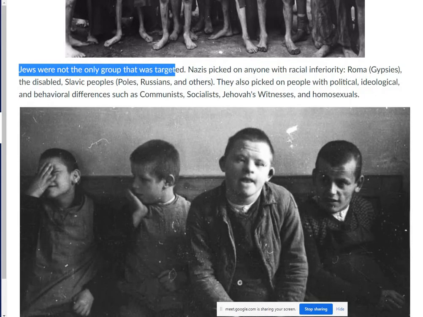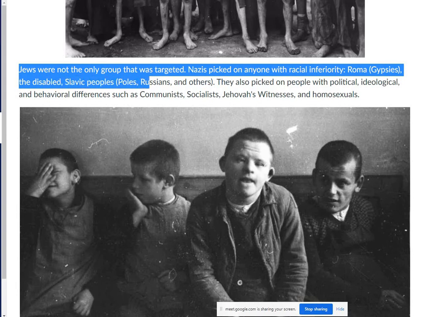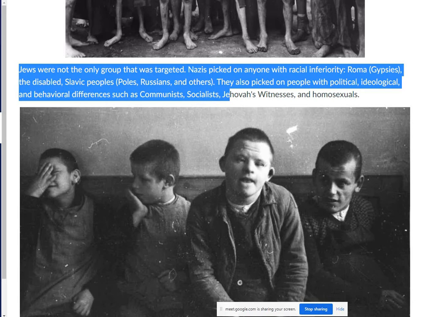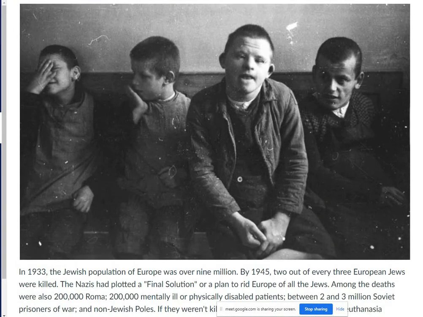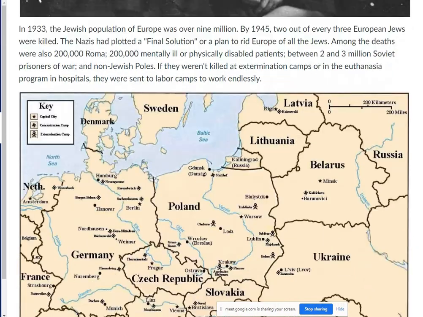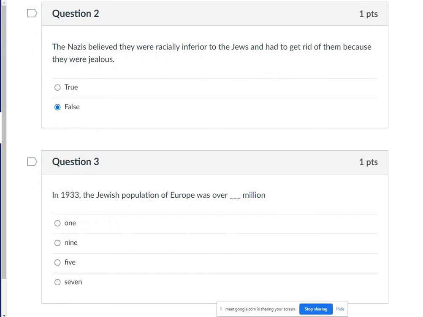Jews were not the only group that was targeted. Nazis picked on anyone with racial inferiority: Roma, who were gypsies, the disabled, and Slavic peoples, who were Poles, Russians, and others. They also picked on people with political, ideological, and behavioral differences, such as communists, socialists, Jehovah's Witnesses, and homosexuals. Here's a picture of some people with disabilities that were affected. They were targeting people they believed were racially inferior, so number 2 is false.